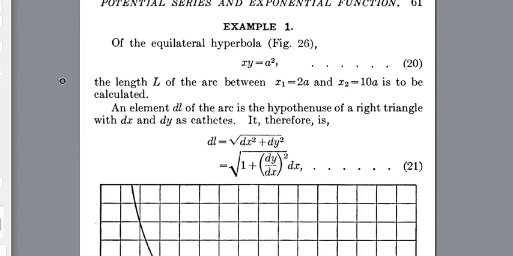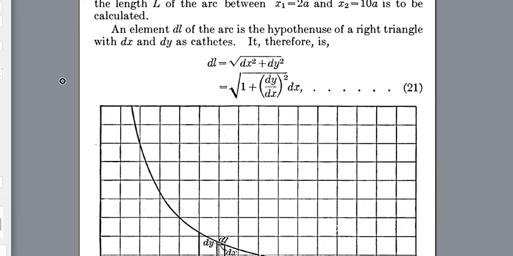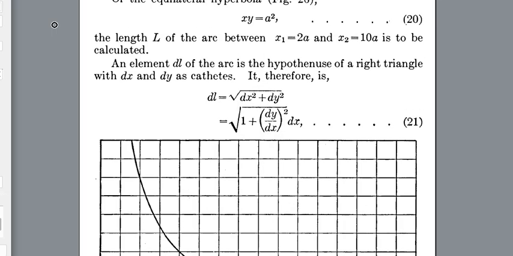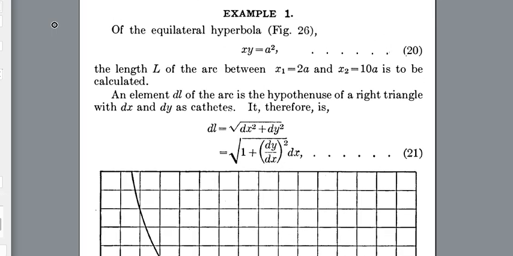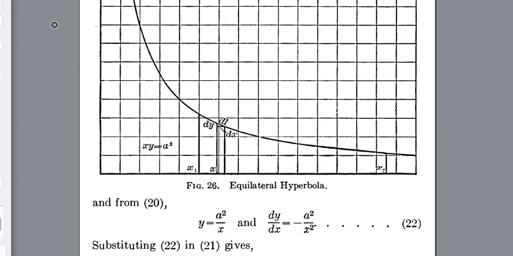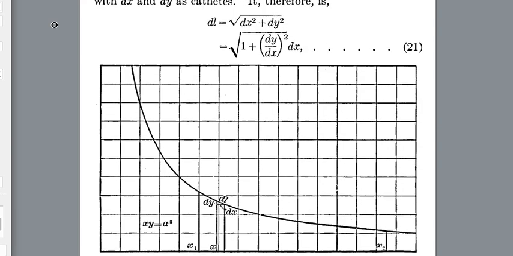Example 1. Of the equilateral hyperbola, as shown in figure 26, x times y equals a squared. The length L of the arc between x sub 1 equals 2 times a and x sub 2 equals 10 times a is to be calculated. An element dl of the arc is the hypotenuse of a right triangle with dx and dy as the two cathetes. It therefore is dl equals the square root of the sum of dx squared and dy squared, which equals the square root of the sum of 1 and the square of the fraction dy divided by dx, multiplied by dx.